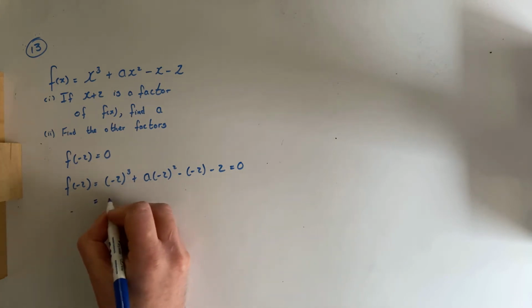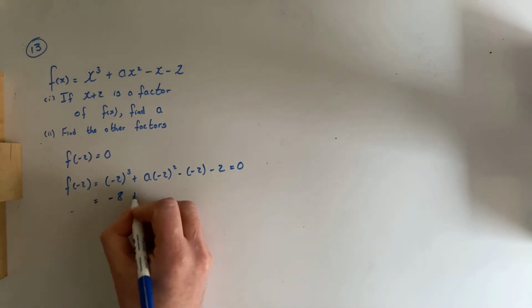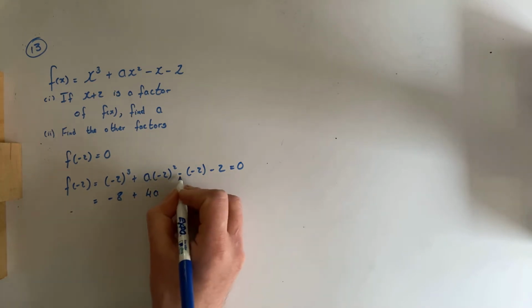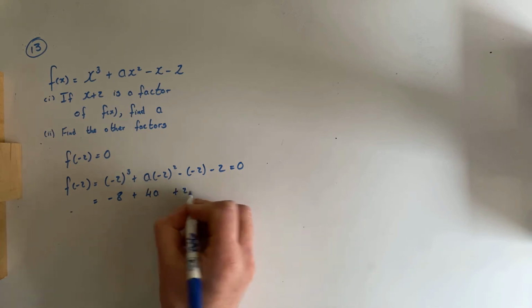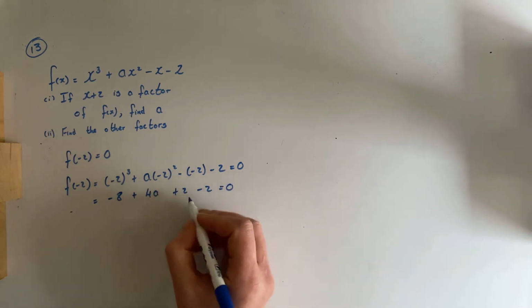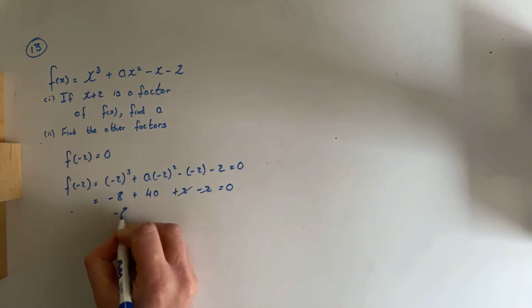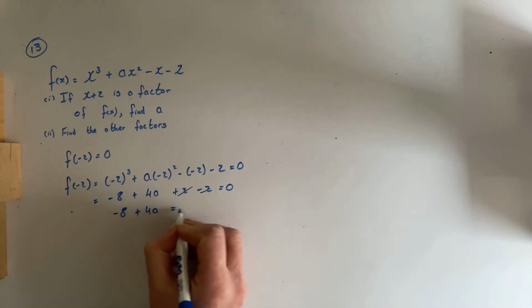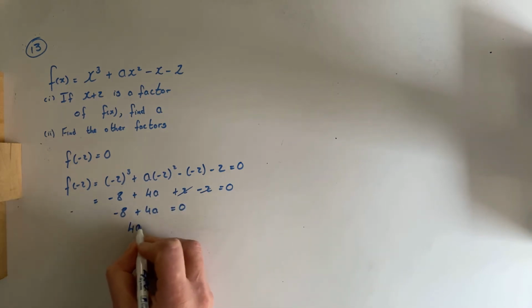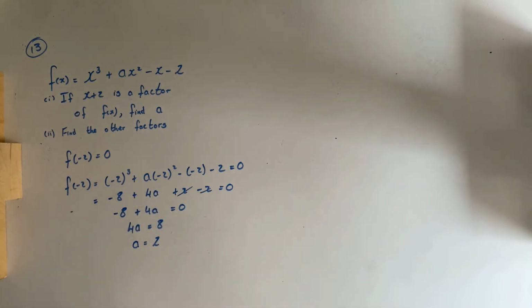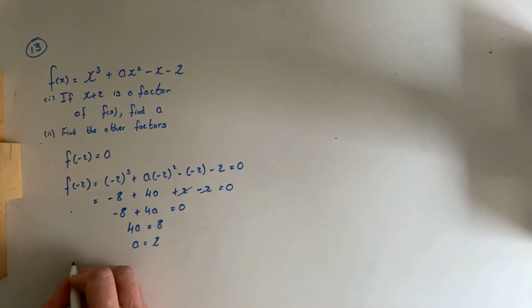So negative 2 cubed is negative 8 plus negative 2 squared is 4, positive 4 times a is 4a. Here I have minus negative 2 is plus 2, minus 2 is equal to 0. My plus 2 and my minus 2 will cancel. So I will be left with negative 8 plus 4a is equal to 0. In other words, 4a is equal to positive 8, and therefore a is equal to 8 divided by 4 is 2.